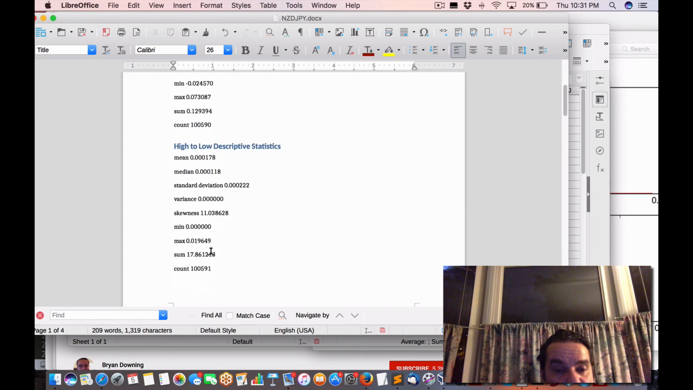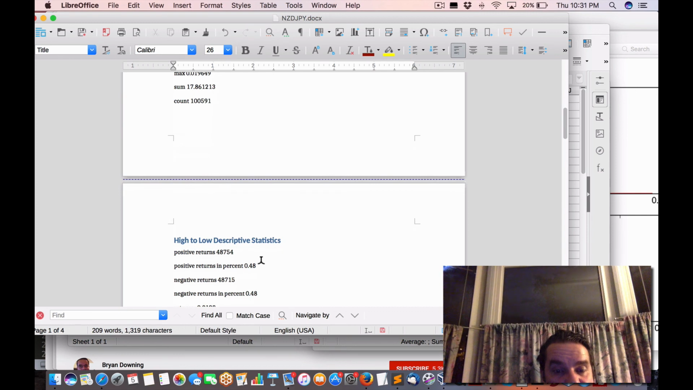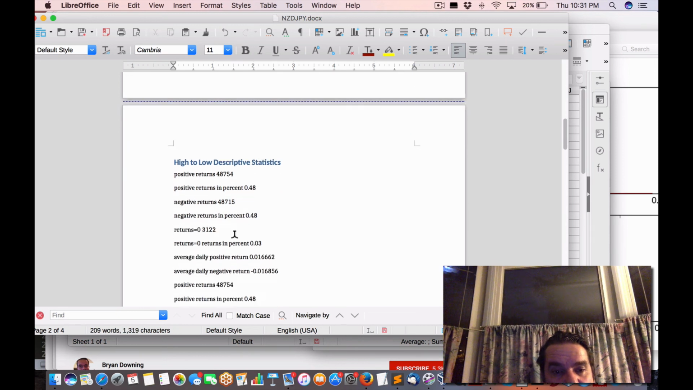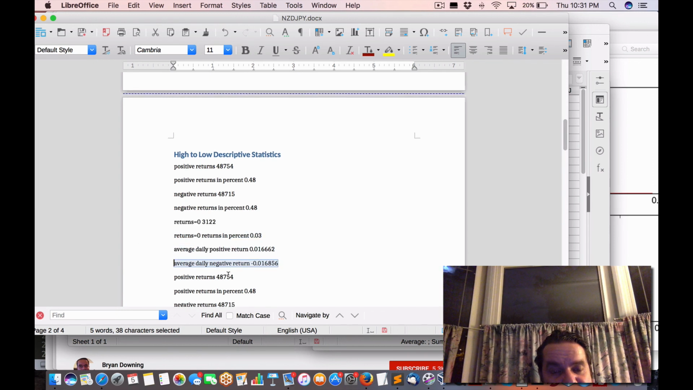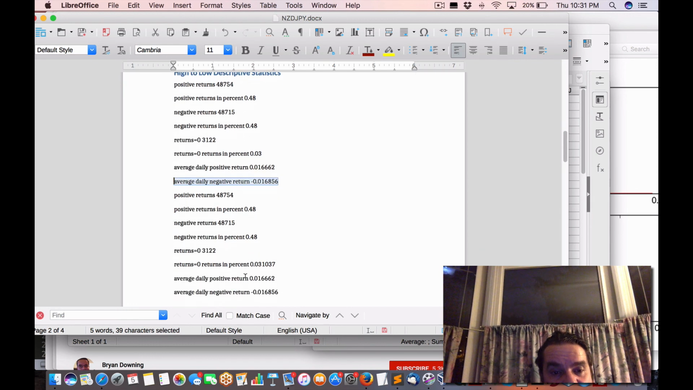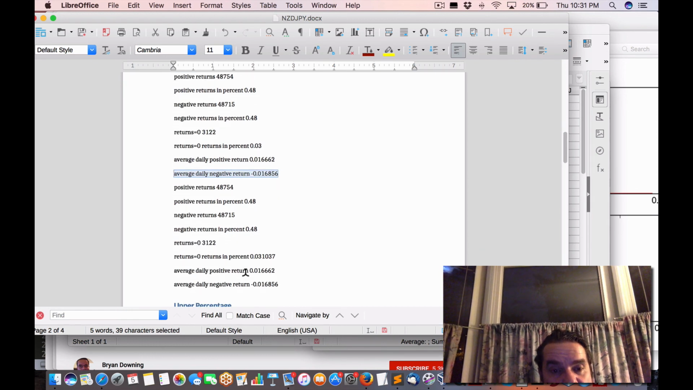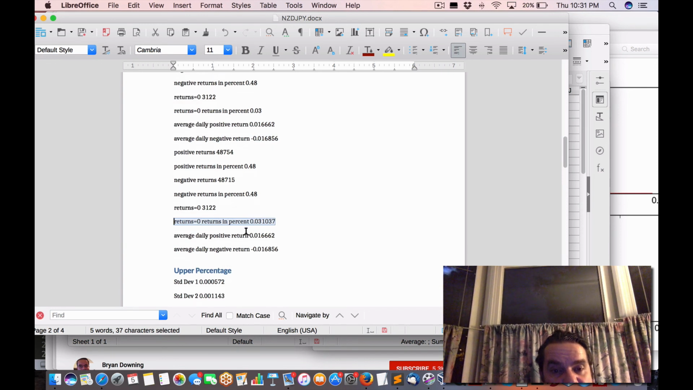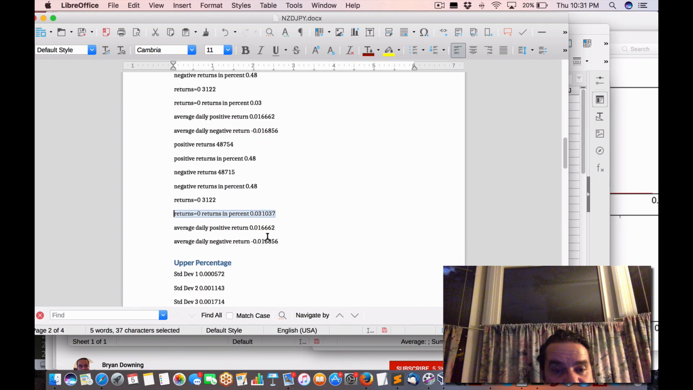What I look for is usually the number of positive and negative returns, which is fairly uneven, I guess. Here are the positive versus negative returns, and here's 0 returns in percent, which is fairly low, only 3%.